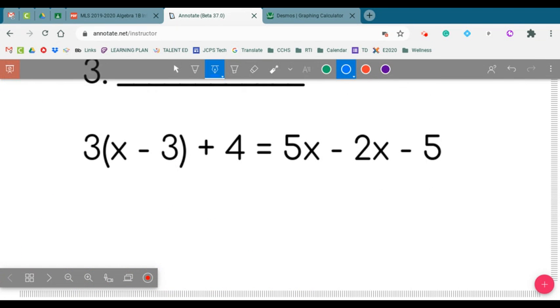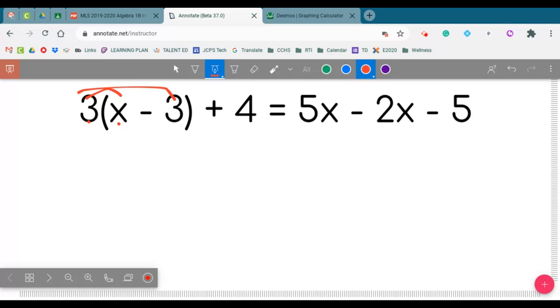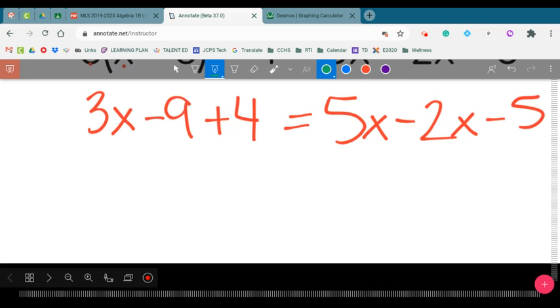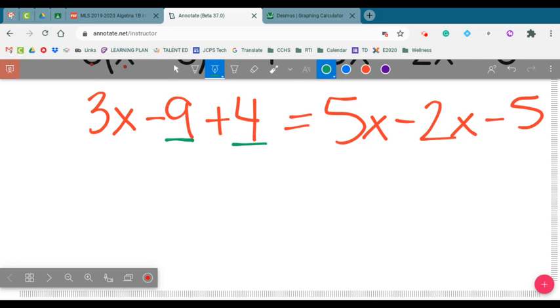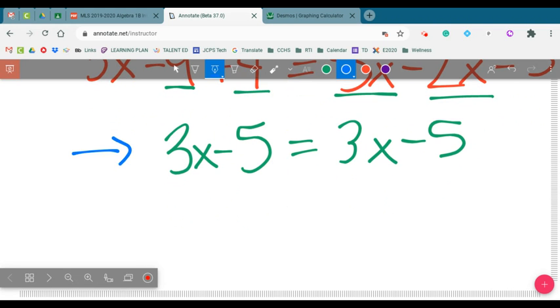Okay, next problem. I have 3 times x minus 3 plus 4 equals 5x minus 2x minus 5. First step is to distribute. So I multiply 3 times x is 3x. 3 times negative 3 is negative 9 plus 4 equals 5x minus 2x minus 5. So hopefully you guys saw after you distribute, there's a lot of like terms I can combine. So I can combine on the left side negative 9 and 4. This is going to give me negative 5 equals, I can combine 3x and 2x on this side to give me 3x minus 5.